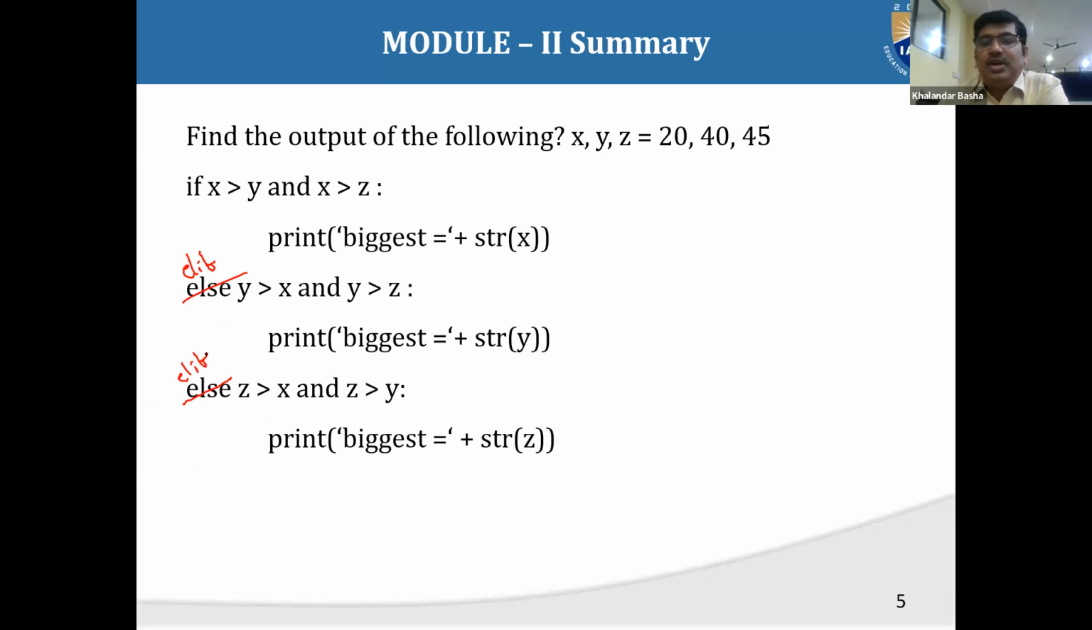Right. Now this is the program with the correct one. If X is greater than Y and X is greater than Z, print X. Else if Y is greater than X and Y is greater than Z, print biggest is Y. Else if Z is greater than X and Z is greater than Y, print Z. So now what is the output you are going to get for this case? As Z has the biggest value, the first condition fails, the second condition also fails, so the third condition will be satisfied and it is going to print Z.